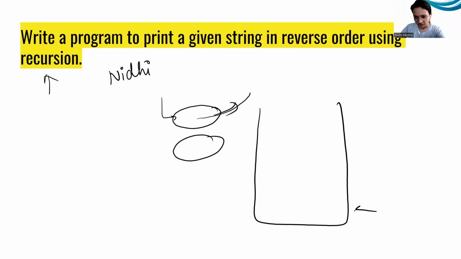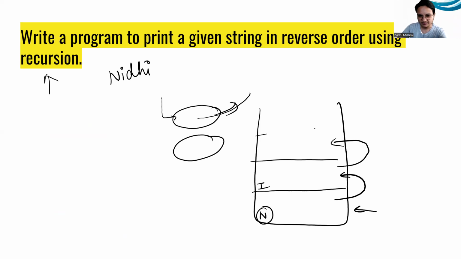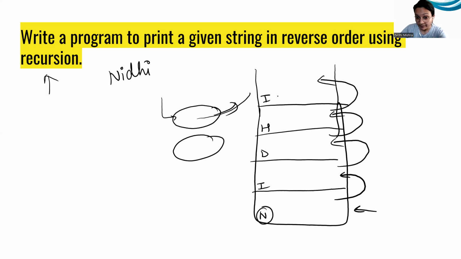I call this function. In this, okay, my character is N. But I'm just calling this function. I am not printing. I will print in the last. Fine. Again, I'm calling. I will print in the last. D. I'm calling. This is having character H. I'm calling. I'm not printing. I reached here. I'm not printing. I'm calling. Now here it is a null character.